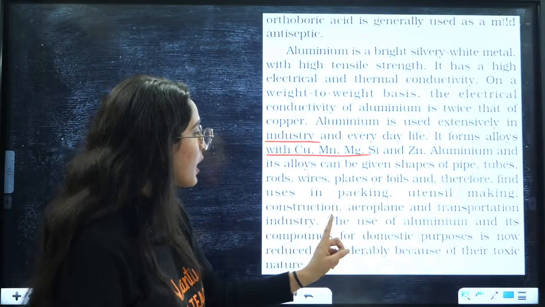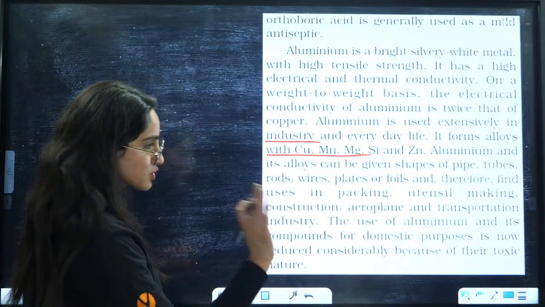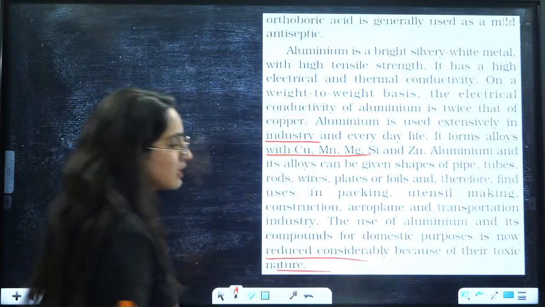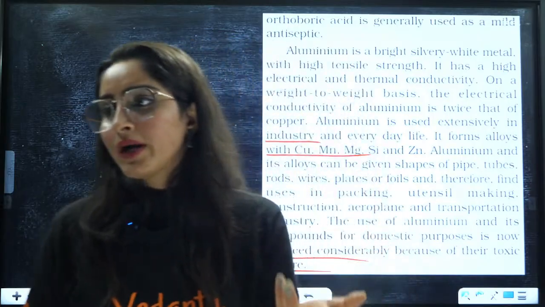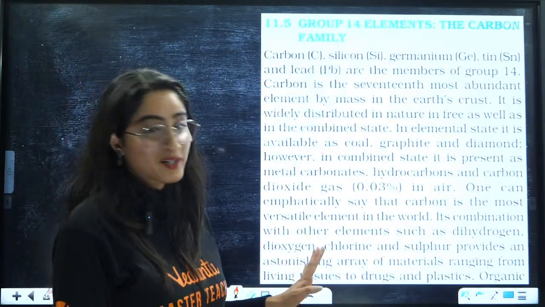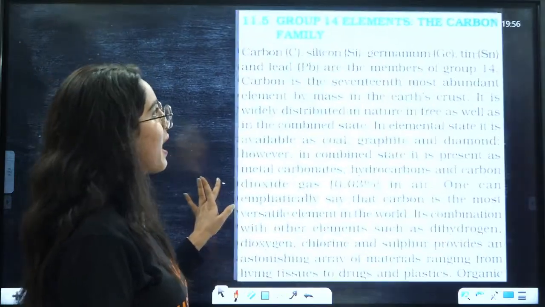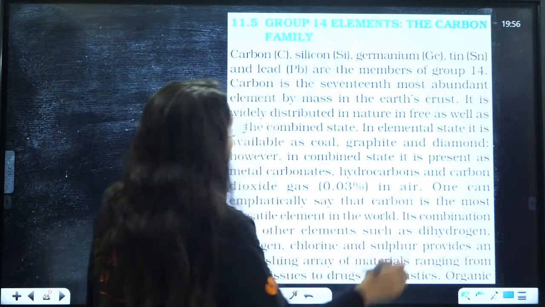The use of aluminium and its compounds for domestic purposes has now reduced considerably because of their toxic nature, right? We all know that now nobody uses aluminium foil in their house. If you are still using it, then you need to ban that in your house because it is very toxic for our body, right?